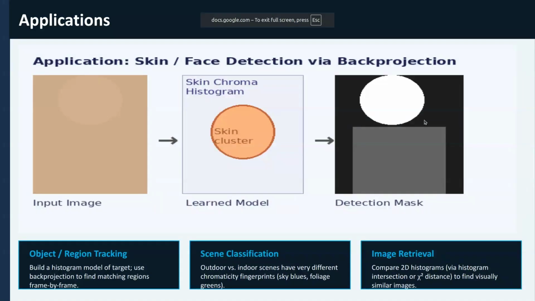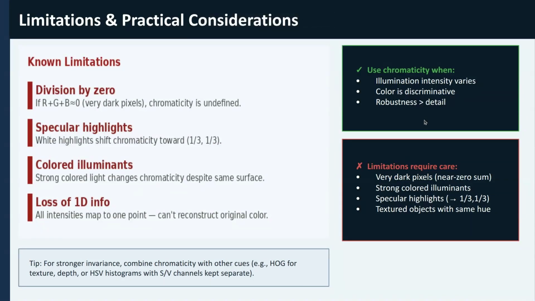And let's go ahead. The limitations: when we have very dark pixels, close to zero, chromaticity will be undefined. And when we have specular highlights, for example bright white highlights, the chromaticity would shift towards neutral, and we would have difficulty making clusters. Similarly, strong colored light changes can change chromaticity even if the surface is the same, and we have loss of one-dimensional information because all intensities map to one point in the histogram, so we can't reconstruct the original color.